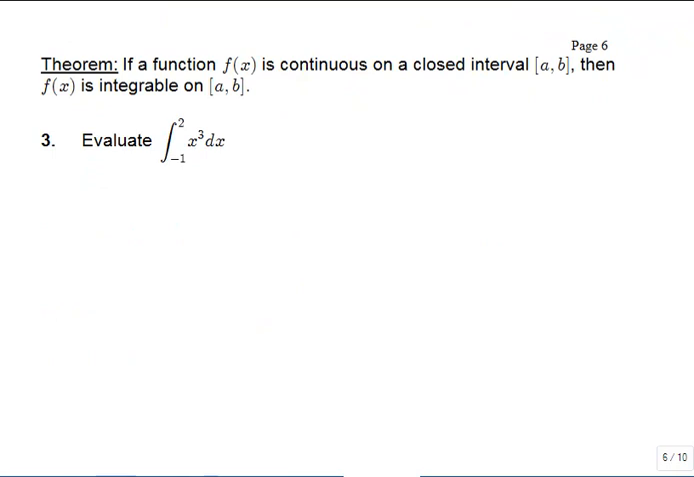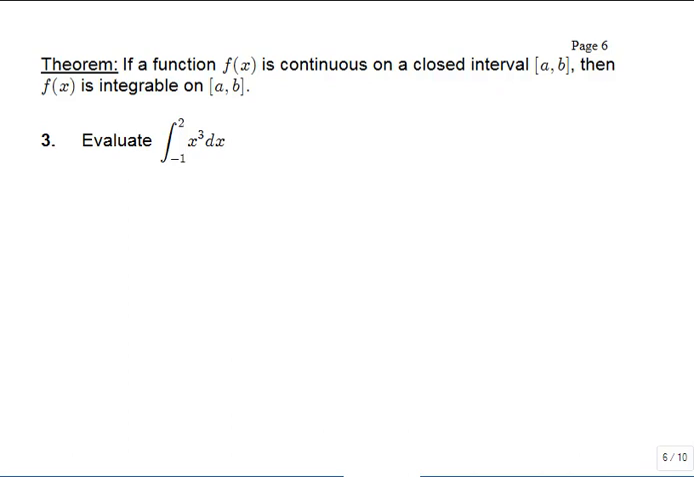Okay, so now what we want to do is first talk about this theorem, and then we're going to practice doing some of these definite integrals. So the theorem says if a function f of x is continuous on a closed interval a to b, then the function f of x is integrable on that interval a to b. Okay, so if it's continuous, then that means we are going to be able to find its integral.